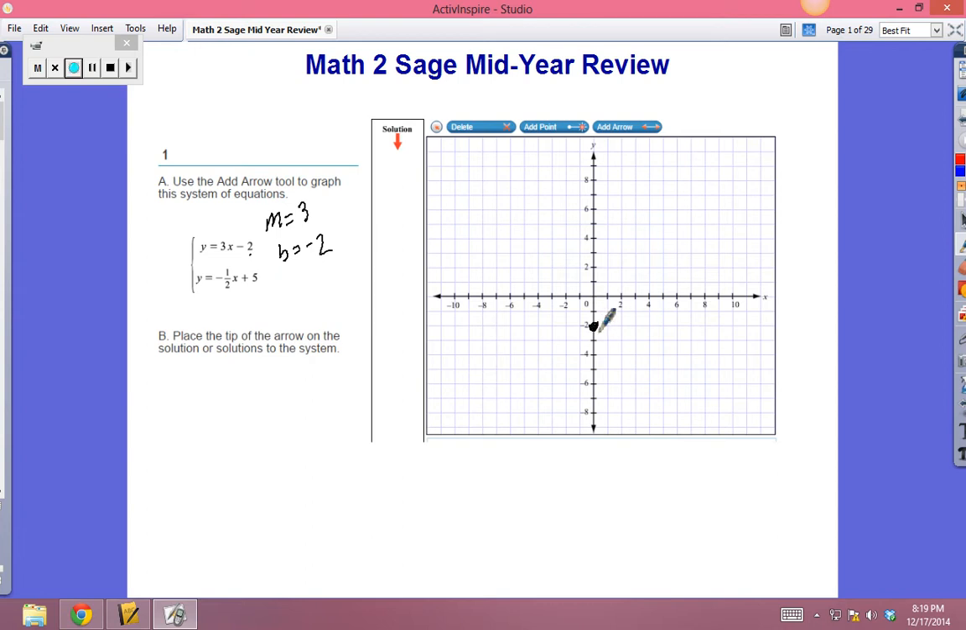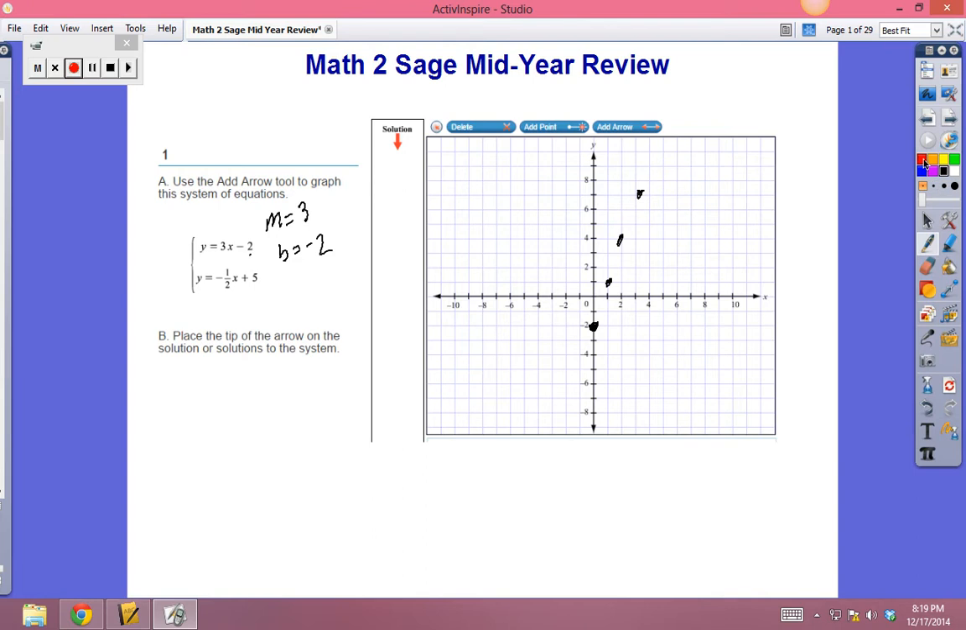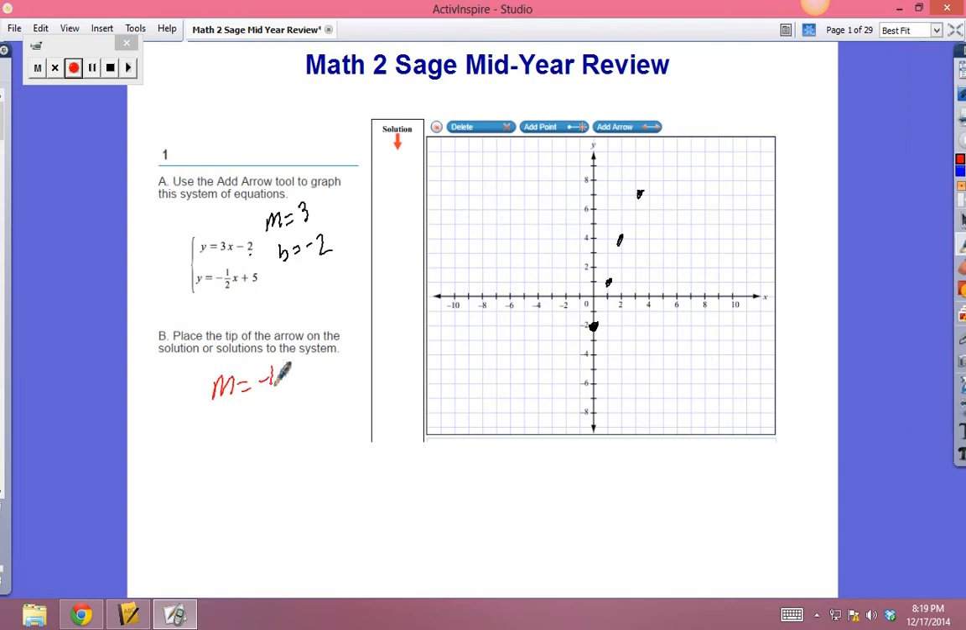And if your slope is 3, that means rise over run, go up 3 over 1. Up 3 over 1, up 3 over 1. And you're going to have a line through all these dots. Now your other line, the slope is a negative 1/2, and the y-intercept is 5. So the y-intercept is your first dot, starts up here at 5. Go down 1 over 2, down 1 over 2.